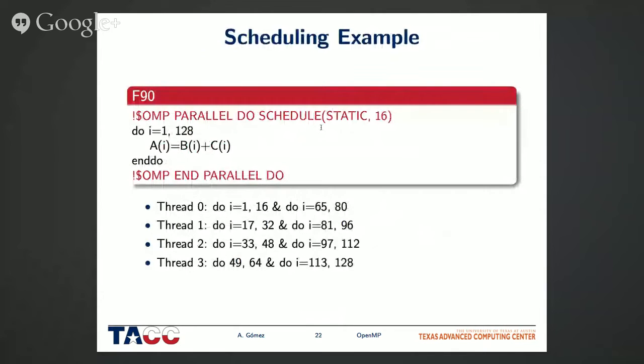So what this 16 will do is, as I said, create chunks of size 16 to distribute those chunks among the threads. So thread 0 will take iterations from 1 to 16, thread 1 from 17 to 32, thread 2 from 33 to 48, and so on. That is already defined before the code starts running. So that's why it has so little overhead.